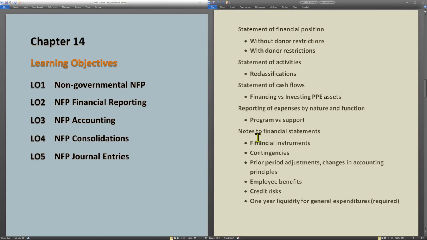Next, we have just some of the notes to the financial statements, and these will be similar to what you would see in a for-profit. There's always a lot of information that you have to generate for any financial instruments, whether they're debt or equity securities, contingencies, contingent liabilities, prior period adjustments, changes in accounting principles, employee benefits, credit risk.